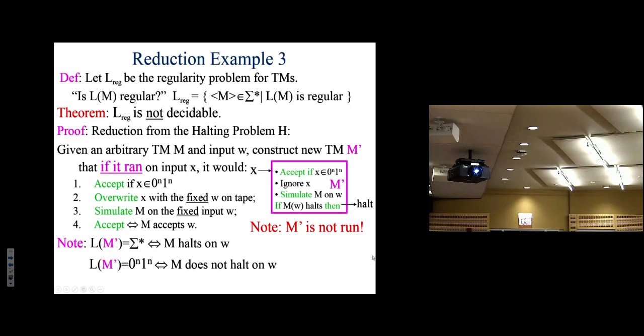I think we lost some people from the last example. How many got the last example? There was more people. This is almost the same.